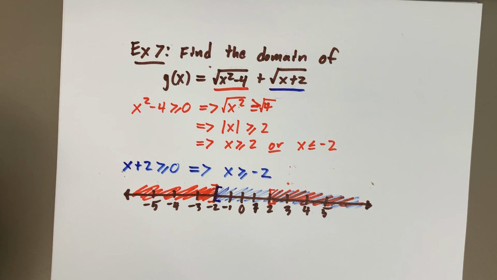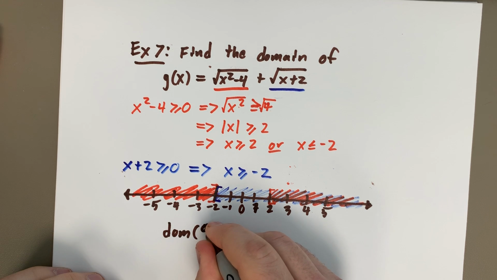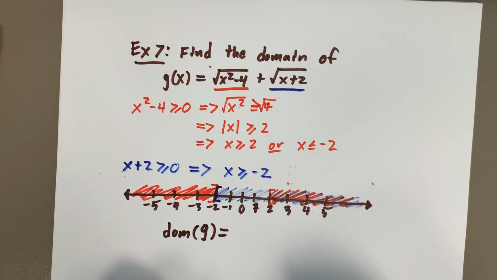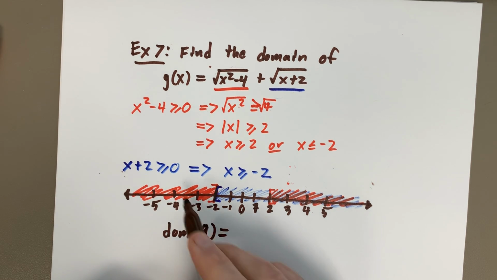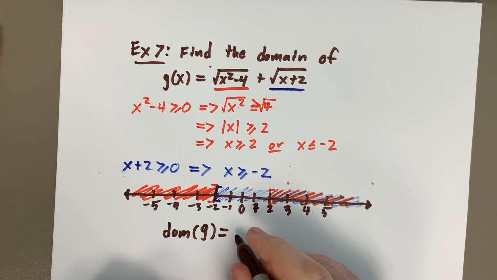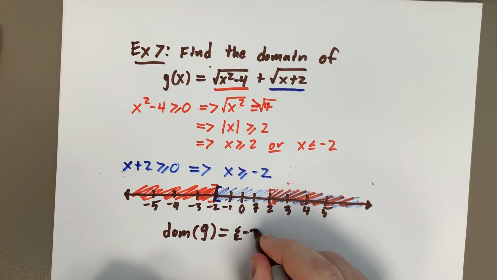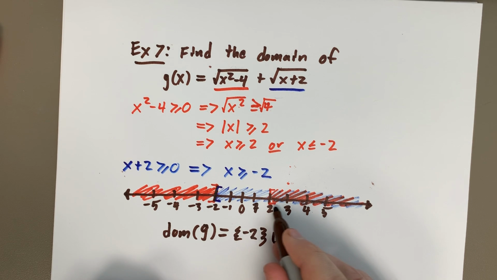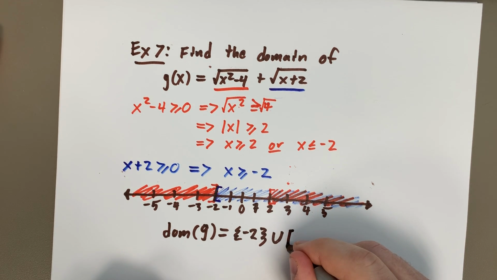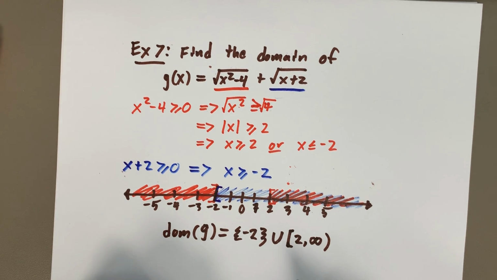Okay, so the domain of the entire thing is going to be as follows. Domain of G is equal to, okay, well, it's not going to be anything less than negative 2 because that's not where they overlap. And it's not going to be anything even slightly greater than minus 2. So it's going to be minus 2, just minus 2, no interval here, union, okay, 2 onward. So we have 2 to infinity, okay? And we include 2 in this case.